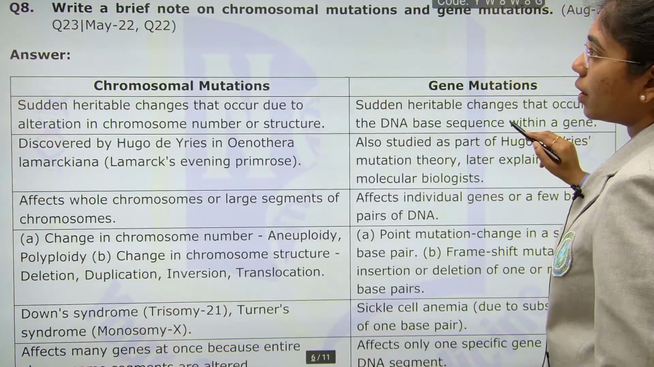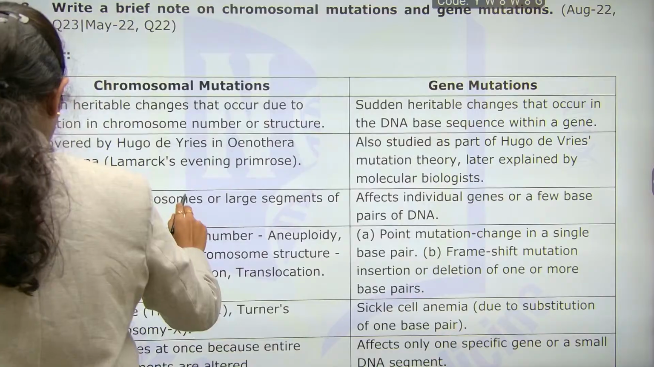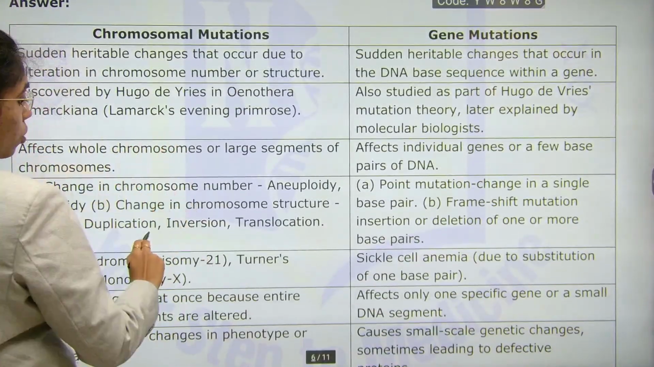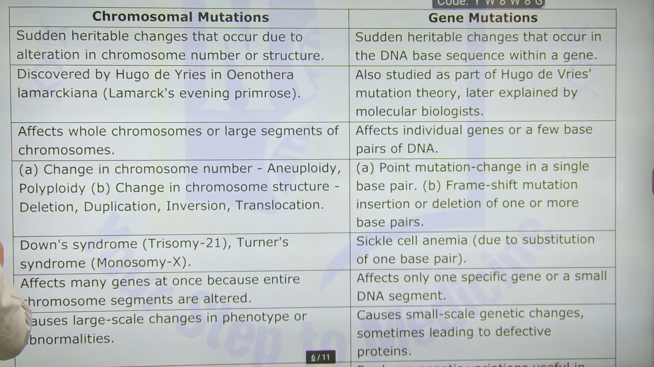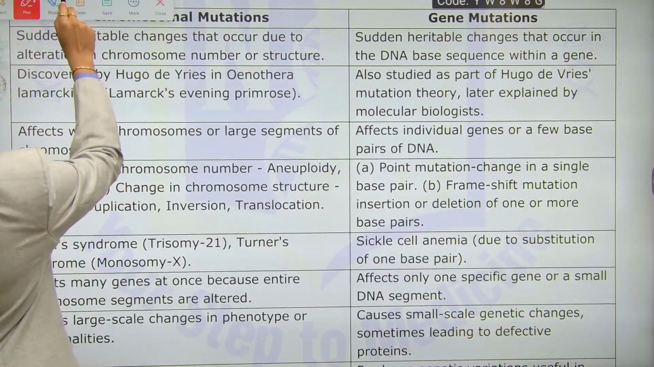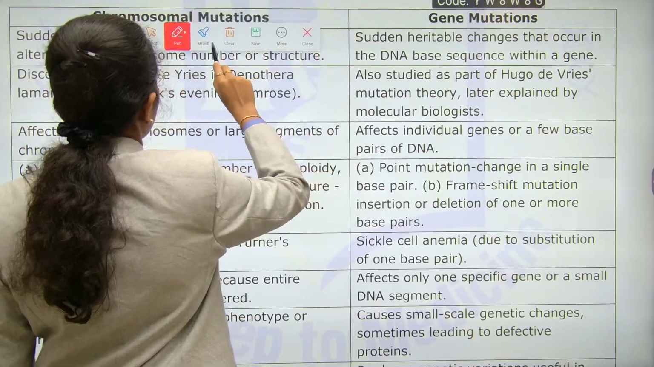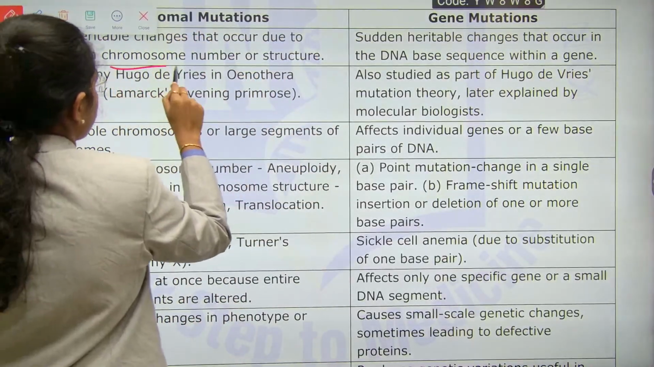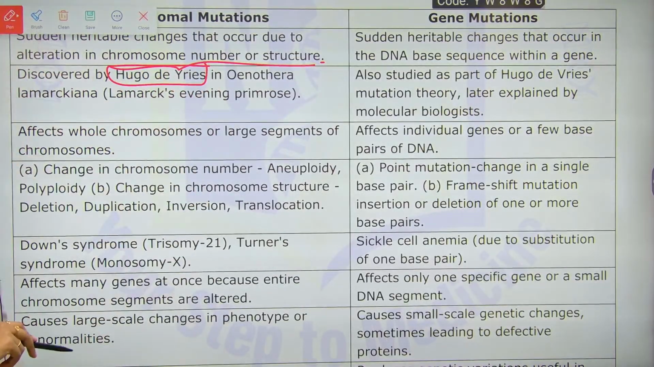Next, write a brief note on chromosomal mutations and gene mutations. Chromosomal mutations are sudden heritable changes that occur due to alteration of chromosome number or structure. This was first discovered by Hugo de Vries in the plant Oenothera.